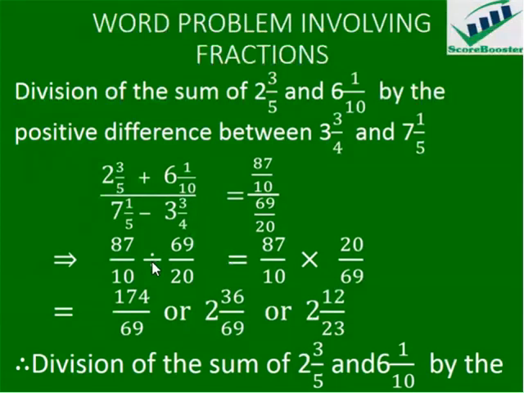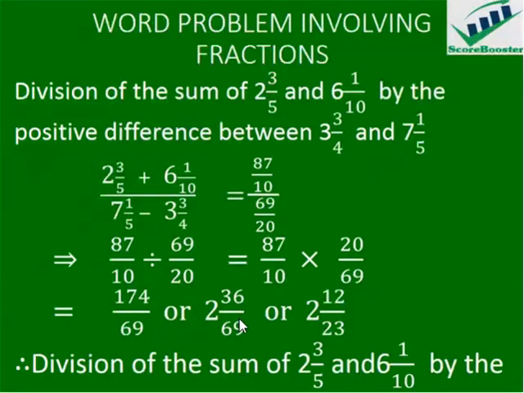And like I said in a previous example, when you want to change this to multiplication, the denominator becomes the numerator and the numerator becomes the denominator. So that is why we have the statement 87 over 10 multiplied by what? 20 over 69. So you can do 87 multiplied by 20 divided by 10 multiplied by 69. So the result you get is what? 174 over 69, which is an improper fraction, or you change it to a mixed fraction.